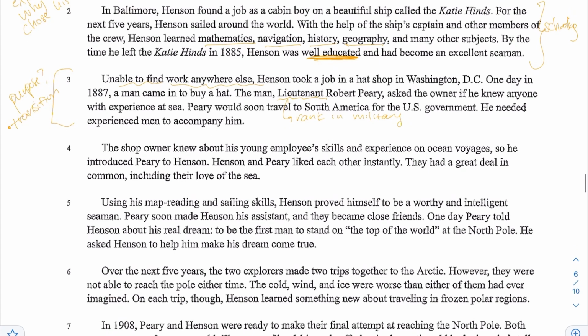So paragraph 4, the shop owner knew about his young employee's skills and experience on ocean voyages, so he introduced Peary to Henson. Henson and Peary liked each other instantly. They had a great deal in common, including their love for the sea. So this is kind of the transition, the beginning of a new journey. You kind of see that here. There's a turning point.